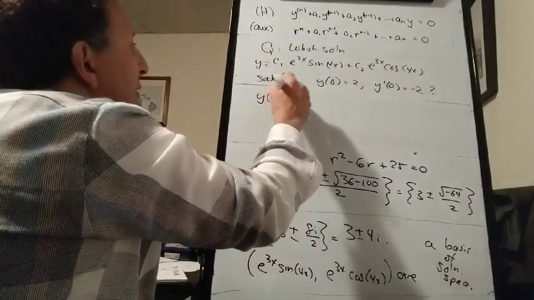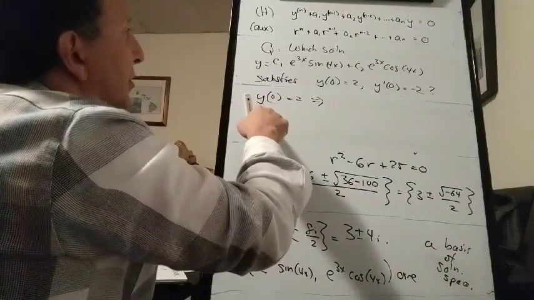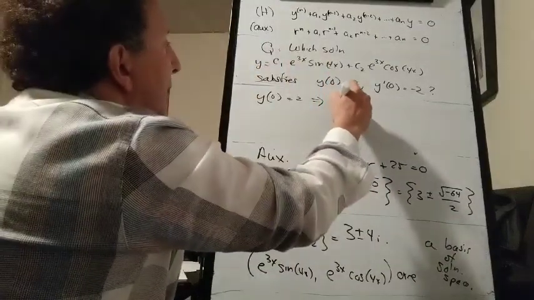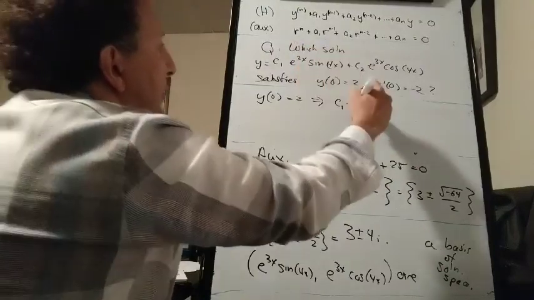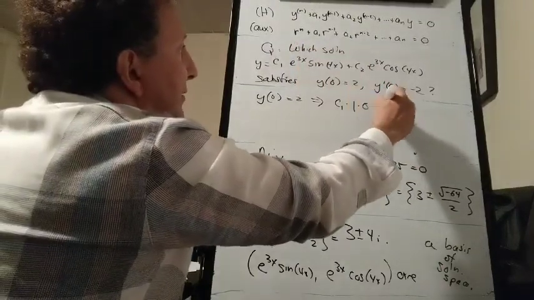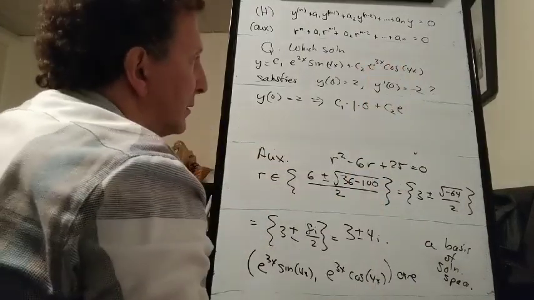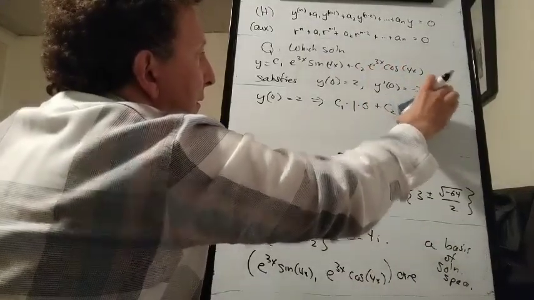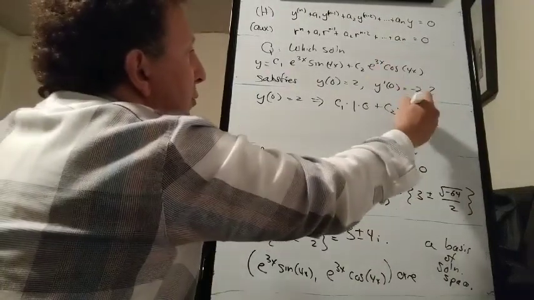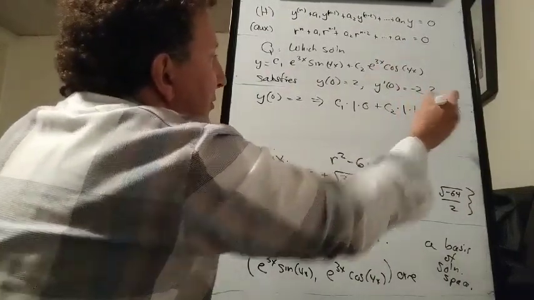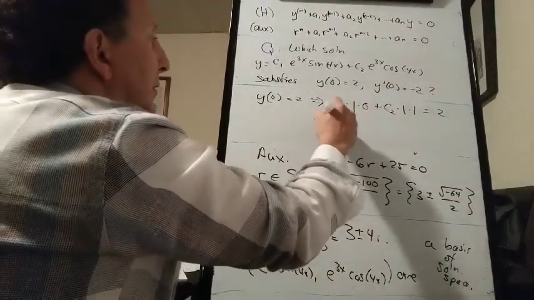Alright, y of 0 equals 2 should be easy to analyze. When x is 0, we've got c1 times e to the 0, which is 1, times sine of 0, which is 0, plus c2 times e to the 0, which is 1, times cosine of 0, which is 1, equals 2. So basically c2 equals 2.